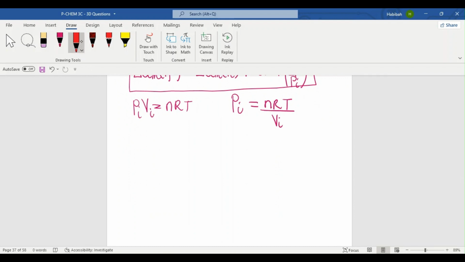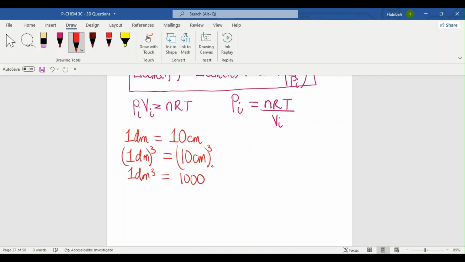I know that I've been doing a lot, but I promise you it's going to make sense. We know that one decimeter is the same thing as 10 centimeter. So 1 decimeter cubed is going to be how many centimeter cubed? That would be 10 times 10 times 10, which is 1,000 centimeter times centimeter times centimeter, that is centimeter cubed.